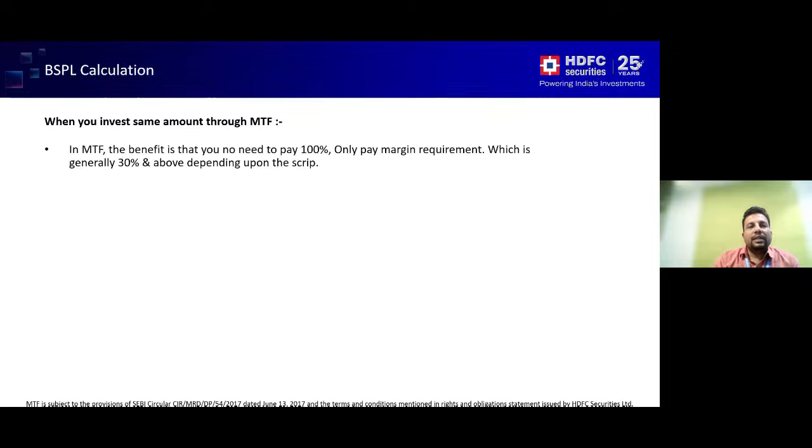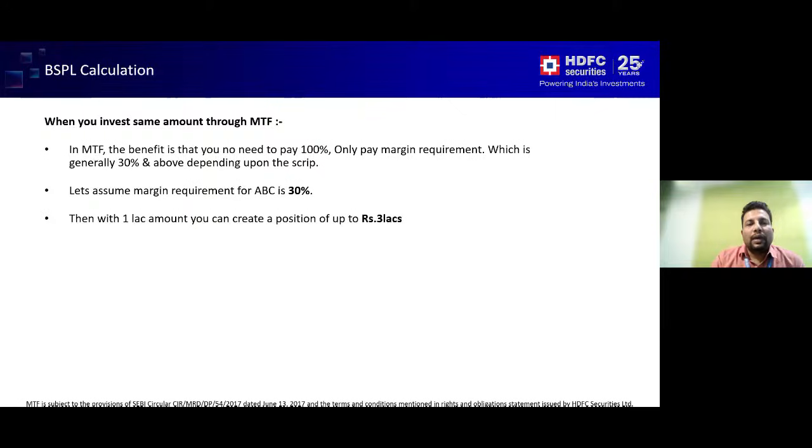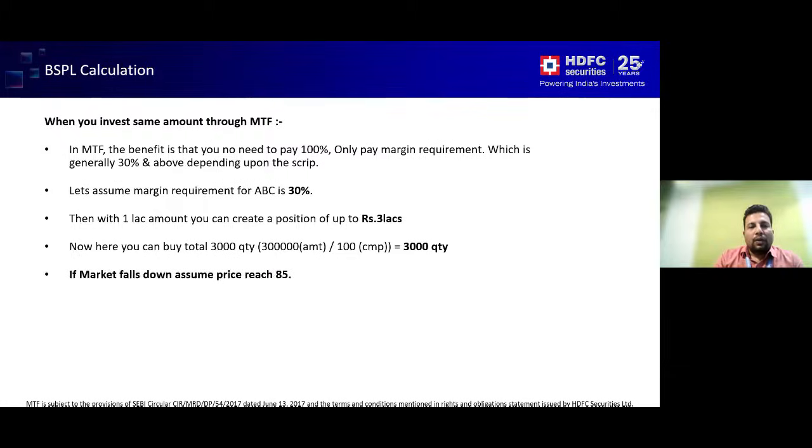Now, when you invest the same in MTF, this is an example where the loss occurs through MTF itself. Let's assume the margin requirement of ABC is 30%. Now create a position of 3 lakhs. The buying quantity is 3000 through this 3 lakh amount. Now you are getting a funding amount and 100 is the current market price. Now again, the market falls. This is the situation where the client is trading in MTF, and before that, the previous slide was where he was not using MTF.